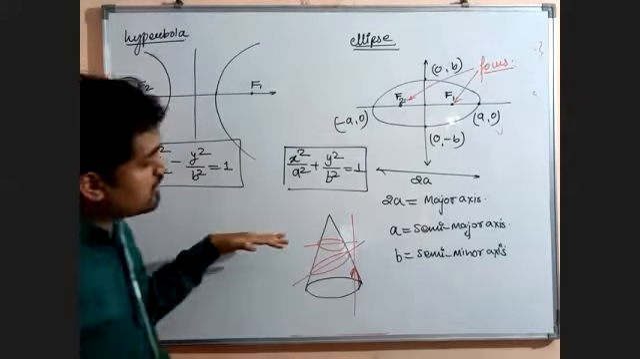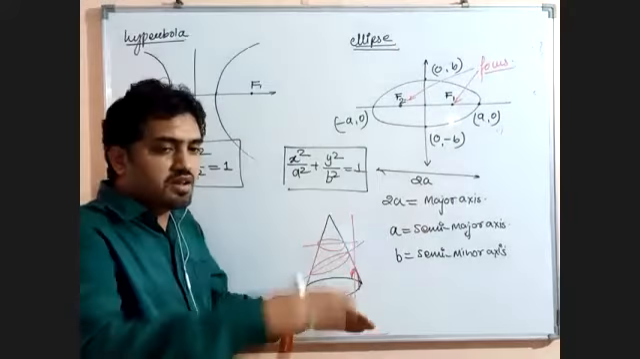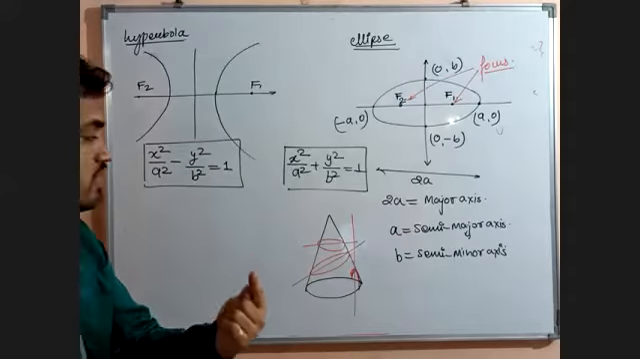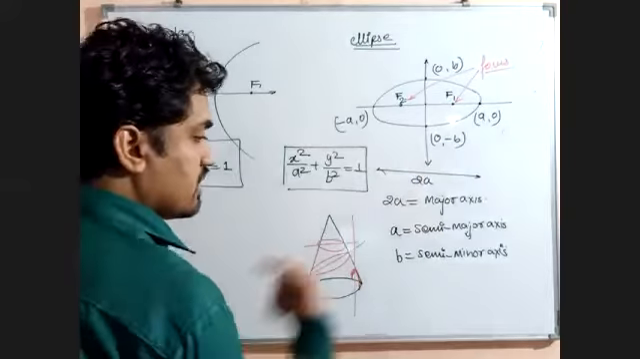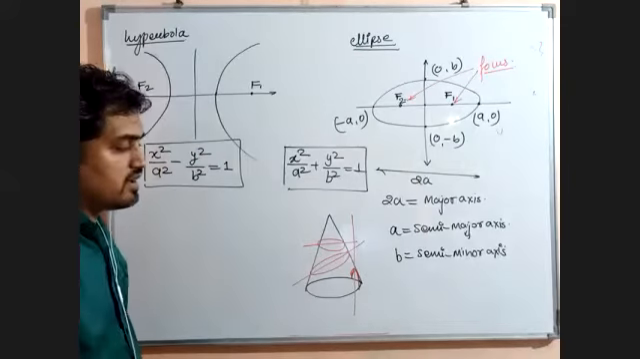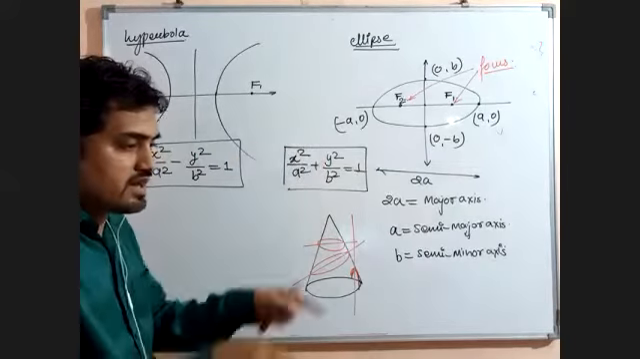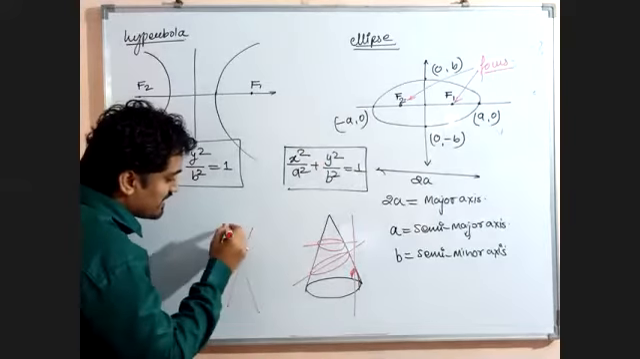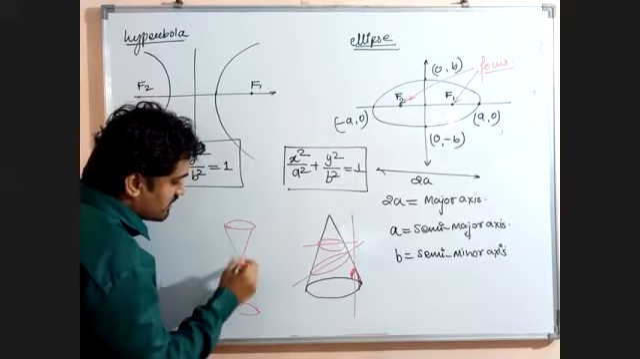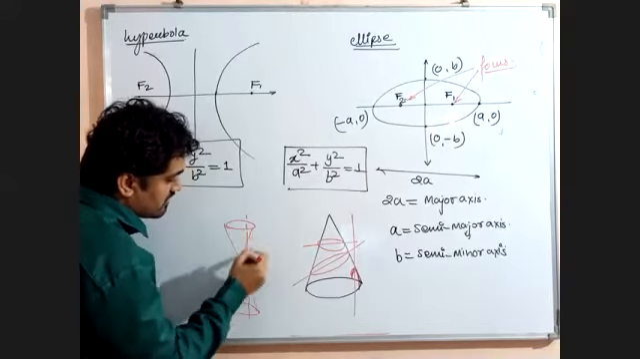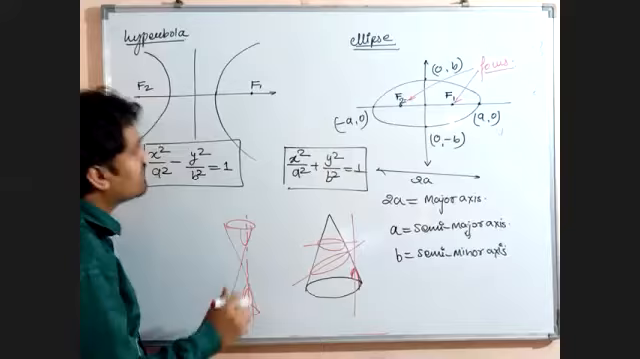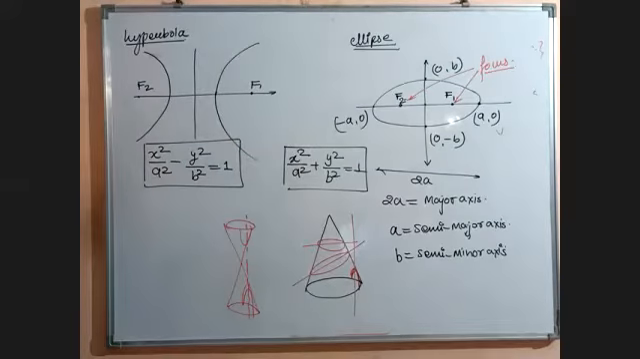So if we cut the cone by a horizontal plane, then it is a circle. If we cut it by an inclined plane, then it is an ellipse, and by a vertical plane we will get a parabola. And if you put two cones back to back, then we will get a hyperbola, like that. So I think all this concept is much clearer for you.